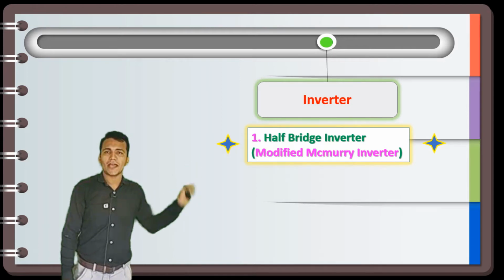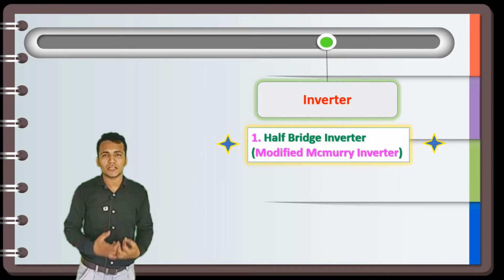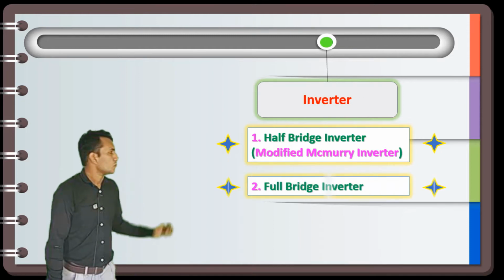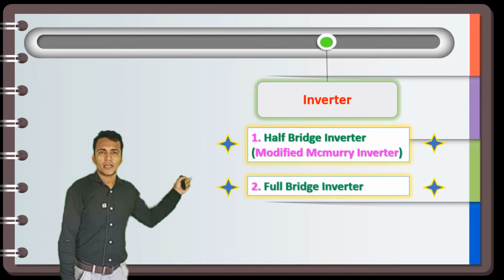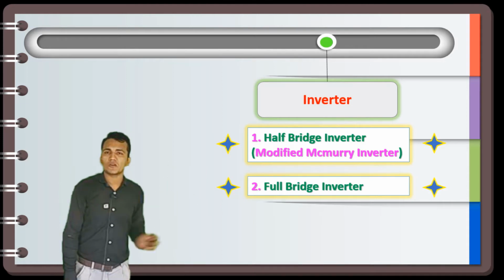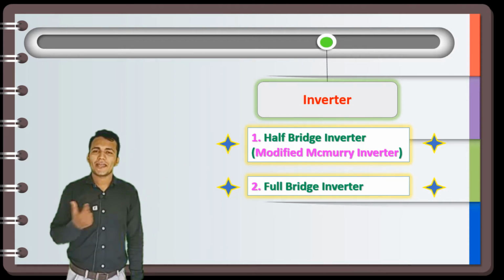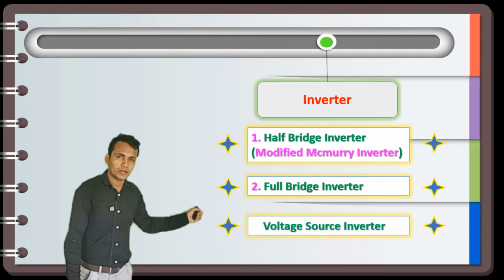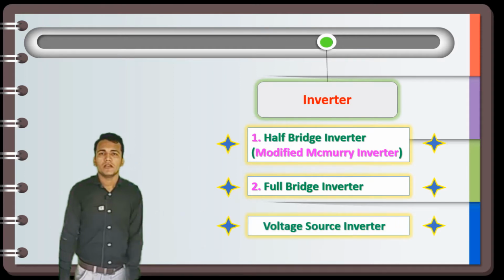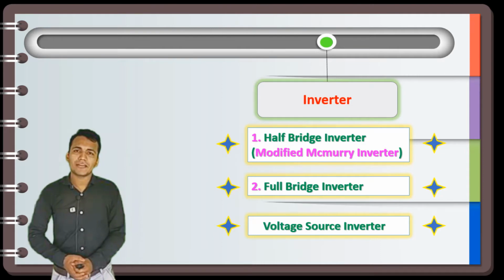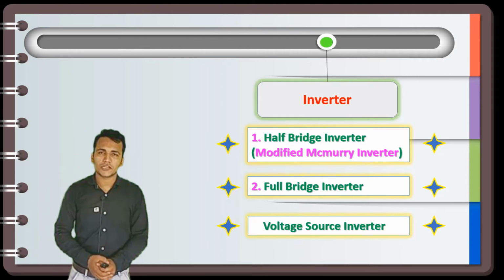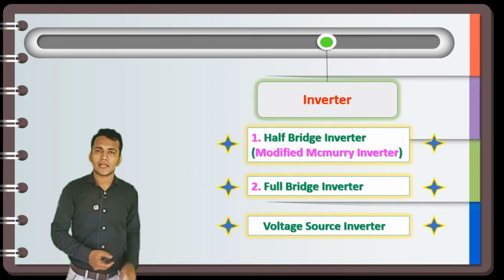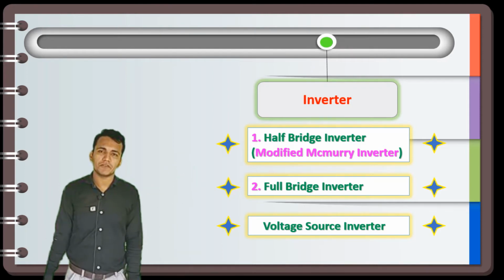It is also called a modified McMurray inverter. Another type is the full bridge inverter. Those are the two basic types of inverter, half bridge and full bridge. And also we have to study the voltage source inverter. That is the content that we have to study in this session. So let us start with the half bridge inverter, the modified McMurray inverter.